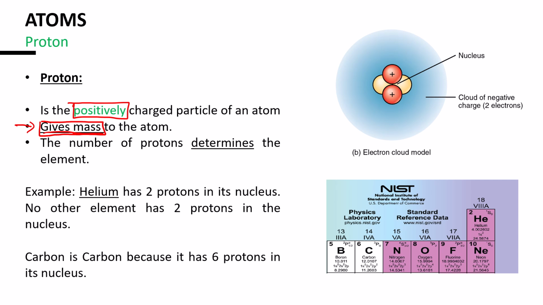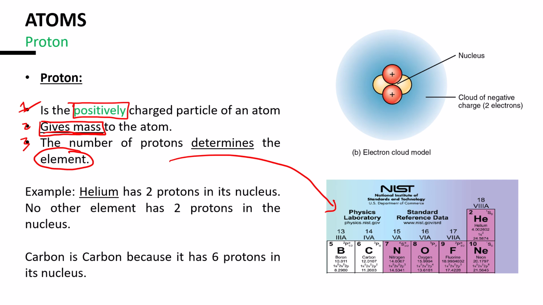And also these 3 points are extremely important to know. Number 1, protons in the atom have a positive charge. Number 2, they give mass to the atom. And number 3, the number of protons determines the element. This is important, so I'm going to show you using this little portion of the periodic table.